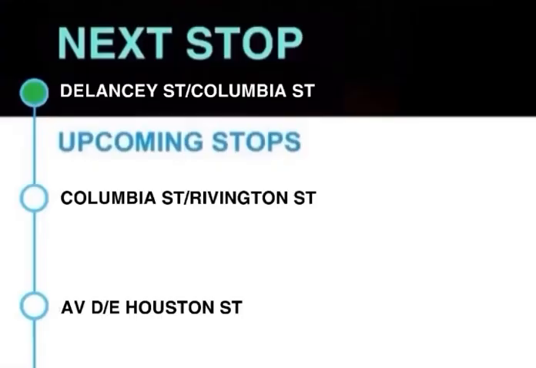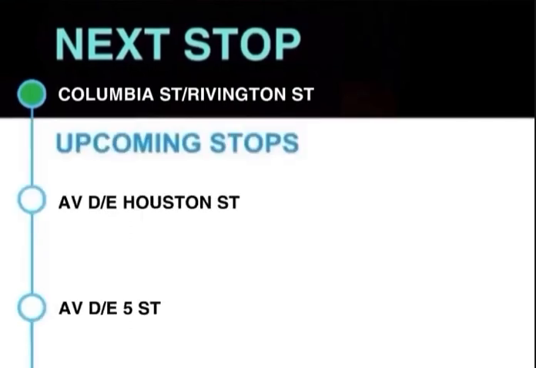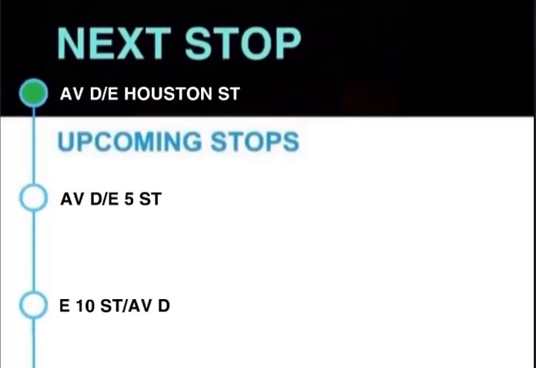This stop is Delancey Street and Columbia Street. Next stop, Columbia Street and Rivington Street. Transfer available to M21. This stop is Columbia Street and Rivington Street. Next stop, Avenue D and East Houston Street. This stop is Avenue D and East Houston Street.